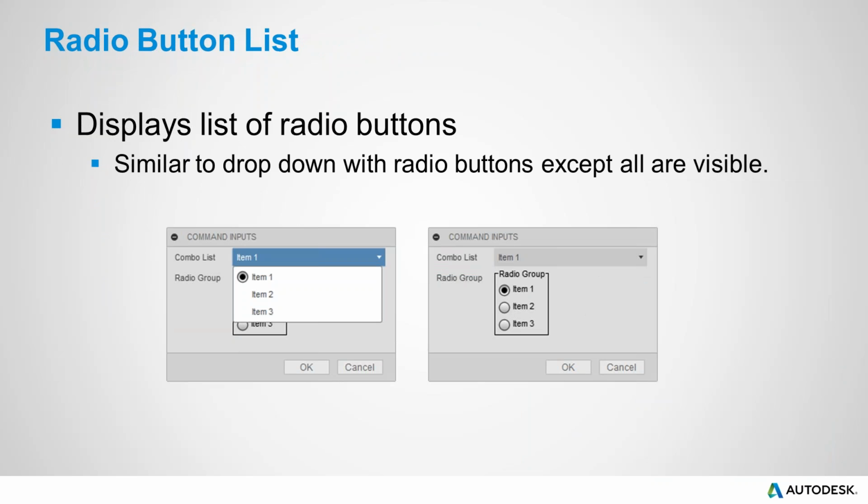This radio button list, which is a little goofy. So it's similar to the drop-down with radio buttons, except it's always showing all of the options instead of having it in a drop-down. But it displays, I think, a little funny, but maybe we'll change that. I don't know. But anyway, that's available.